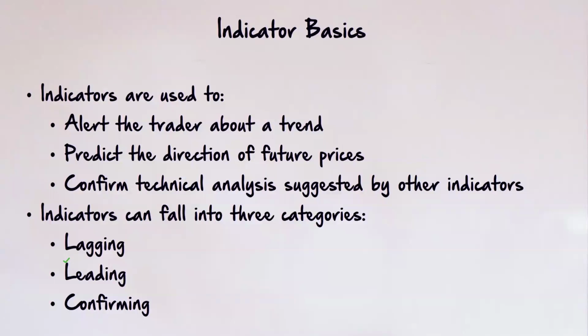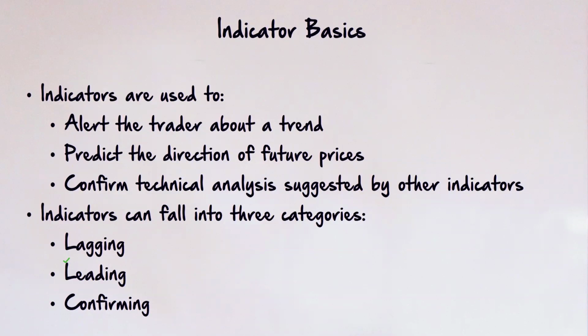Indicators are used to alert the trader about a trend or predict the initial direction or future price. They can also confirm technical analysis. So you can analyze your chart by your price action, and after your analysis, if you want to be sure it is correct, you can put in an indicator to confirm if the analysis you have done is actually correct.